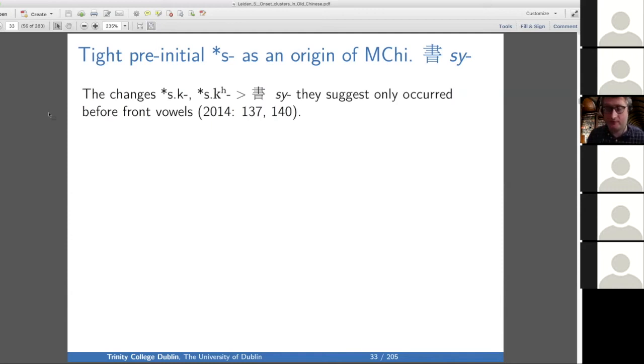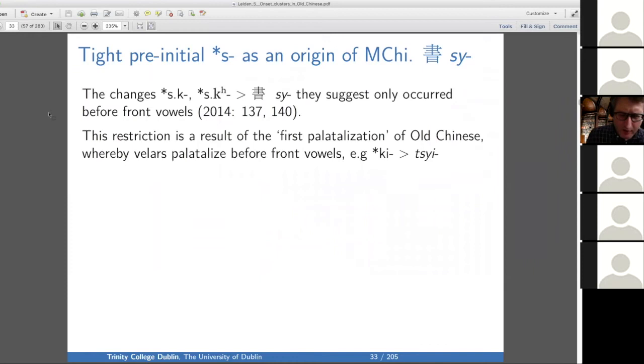And this is part of the so-called first palatalization, which I touched on a little bit in the presentation about the six vowel theory, which is that you got palatalization of velars before front vowels as one moment of palatalization before you get the overall palatalization of type B initials. Okay, that's what I just explained. So the restriction is a result of the first palatalization of Old Chinese.